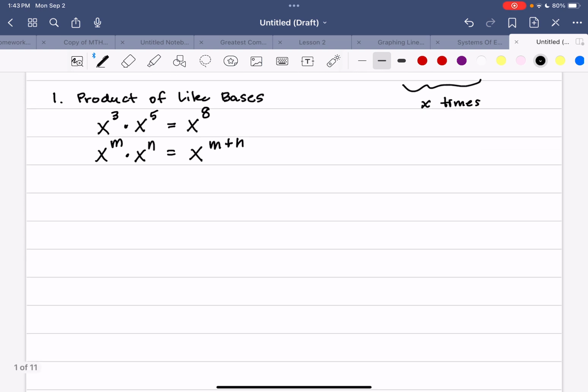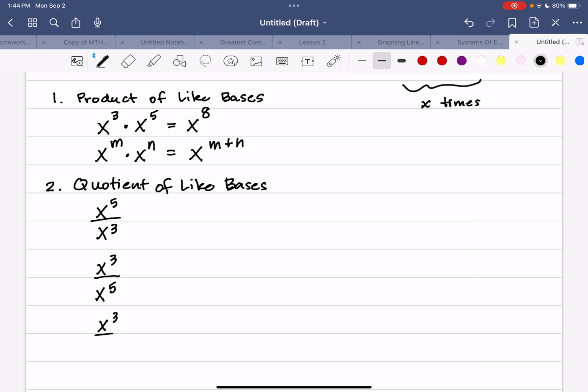Okay, the second rule is called the quotient of like bases. That means you've got two bases that are alike being divided. And there are three cases here. X to the fifth divided by x to the third. X to the third divided by x to the fifth. And x to the third divided by x to the third. And you will notice in the first one, the larger exponent is on the top.